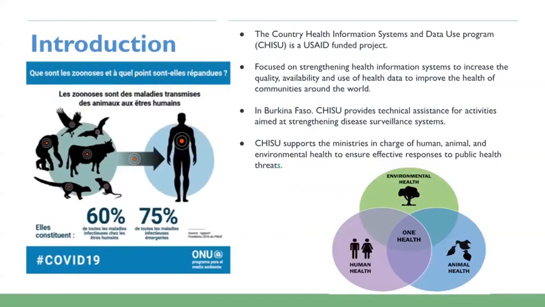Just as introduction, the CHISU project is funded by USAID with a view to strengthen the health information system in Burkina, and especially the disease surveillance system using the One Health approach.